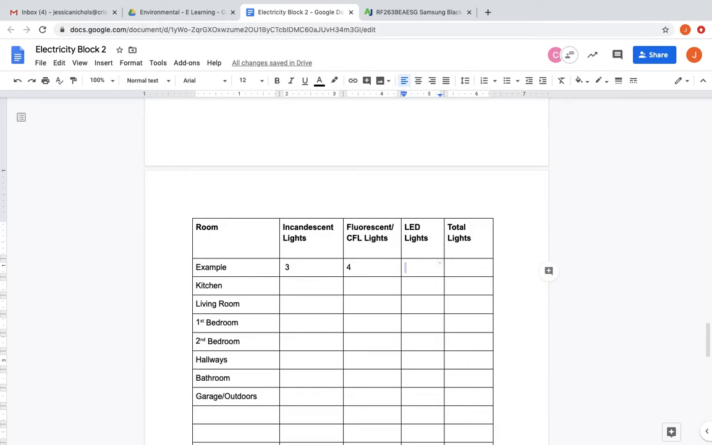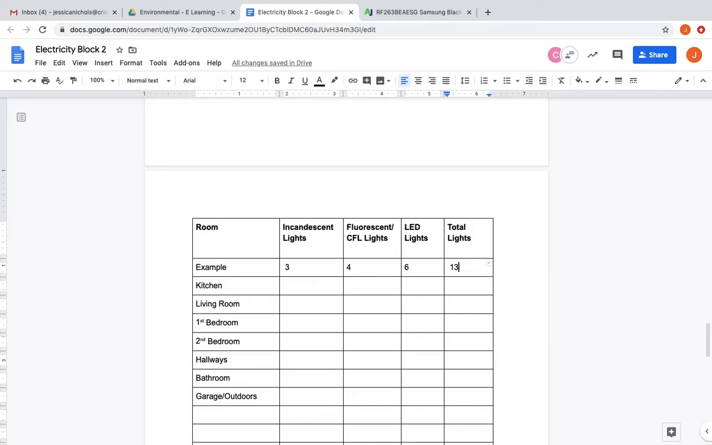So let's say I have 6 LED lights around a mirror in a room or something. Okay, so then my total lights in this one room is 13, which is a lot. And you probably won't have 13 lights in very many rooms in your house, but we'll just make that an example so we can do some math with that.